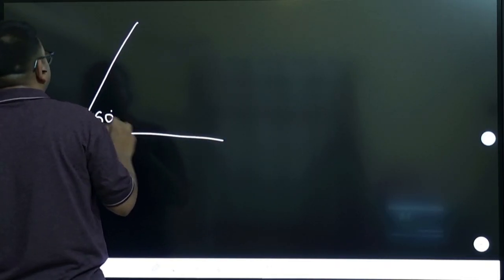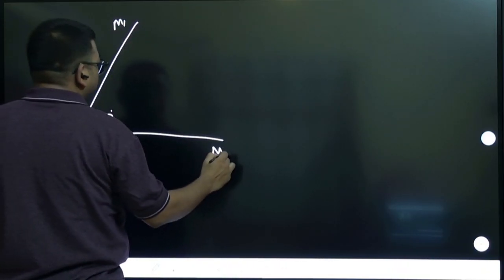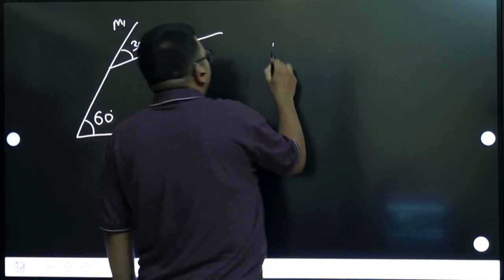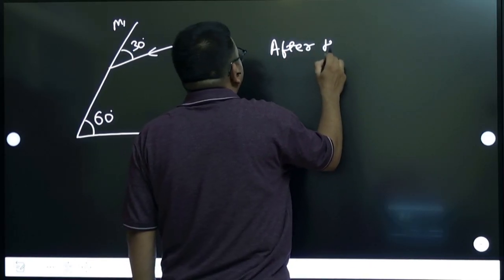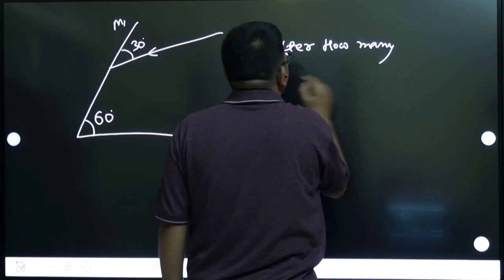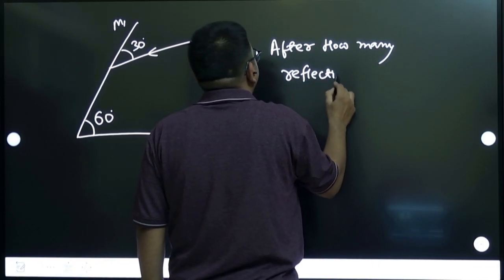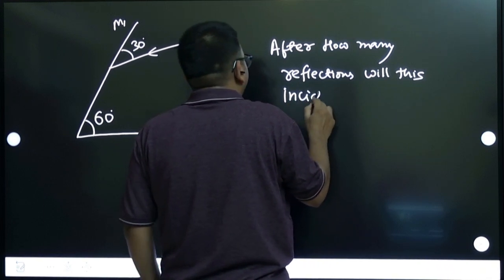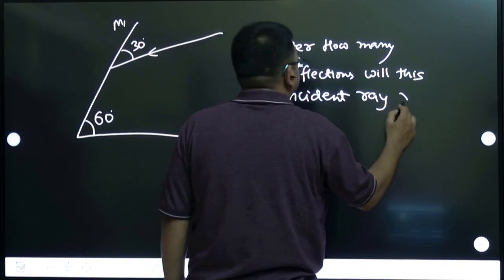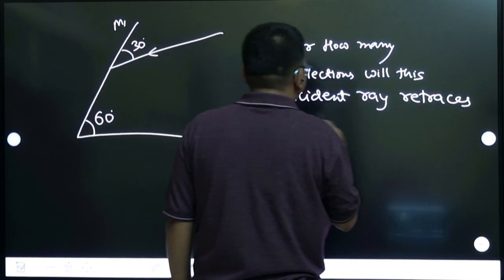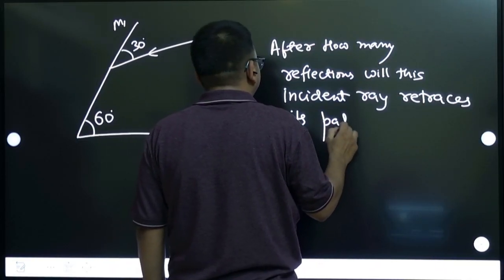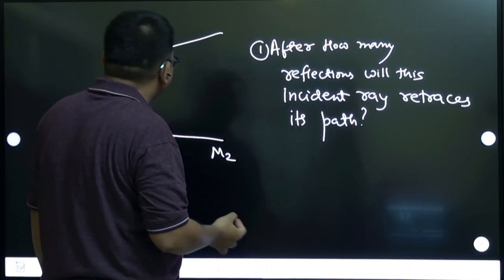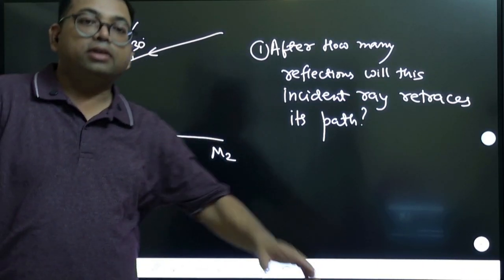This angle was 60 degrees. This is mirror 1, this is mirror 2, and a ray is coming at an angle of 30 degrees. After how many reflections will this incident ray retrace its path? This is one model of question I am giving. Another model of question I can give afterwards. First you solve this. Anybody can solve and give the answer.